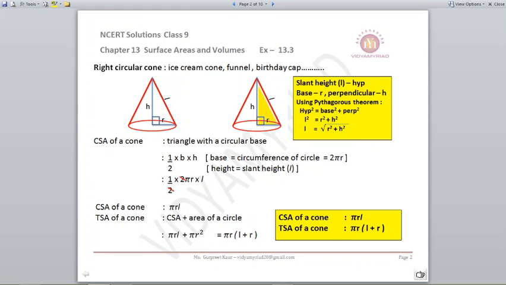Your pi will be treated as 22 by 7 or 3.14 if given in the question. Your r will be the radius given to you. L will be the slant height, which is the diagonal cone height, and TSA of a cone will be pi r into L plus r. So using these two formulas, and if slant height is not given, we will be using the slant height formula, that is L is equal to square root of r square plus h square. Using these, we are going to do the exercise now.